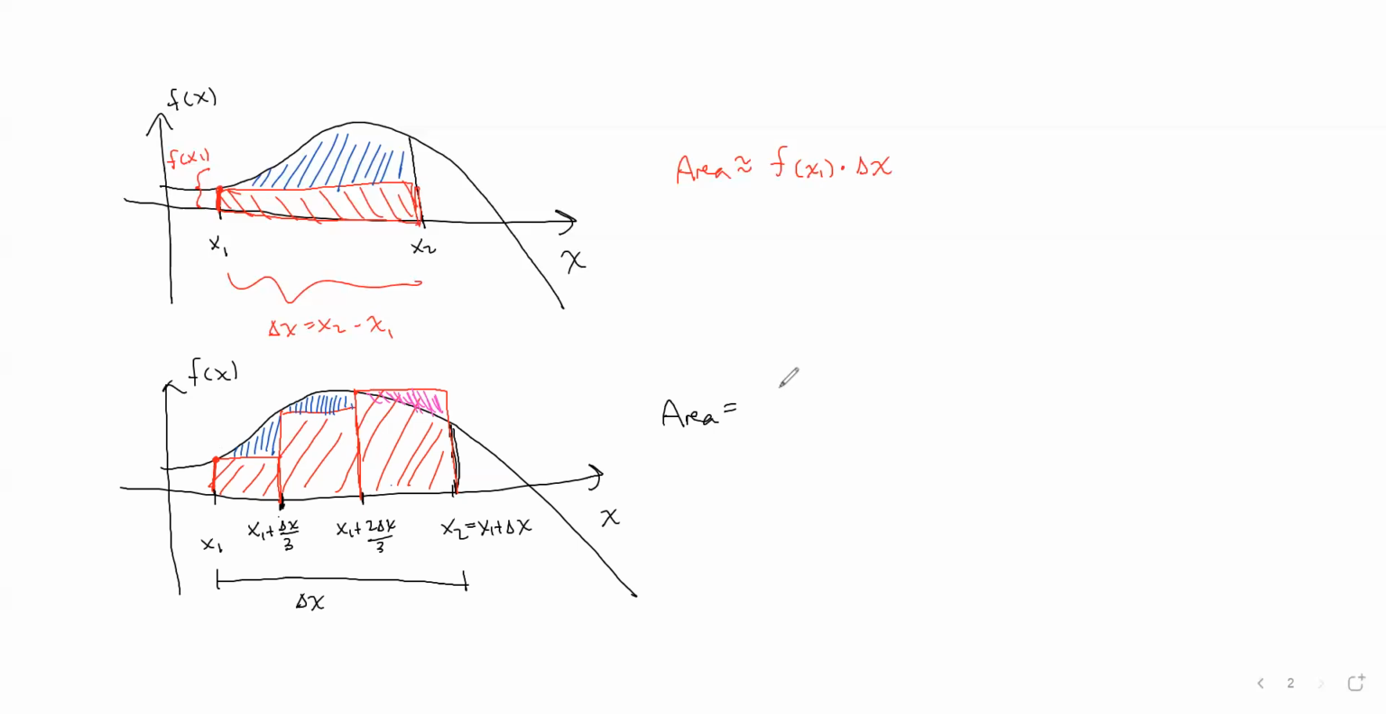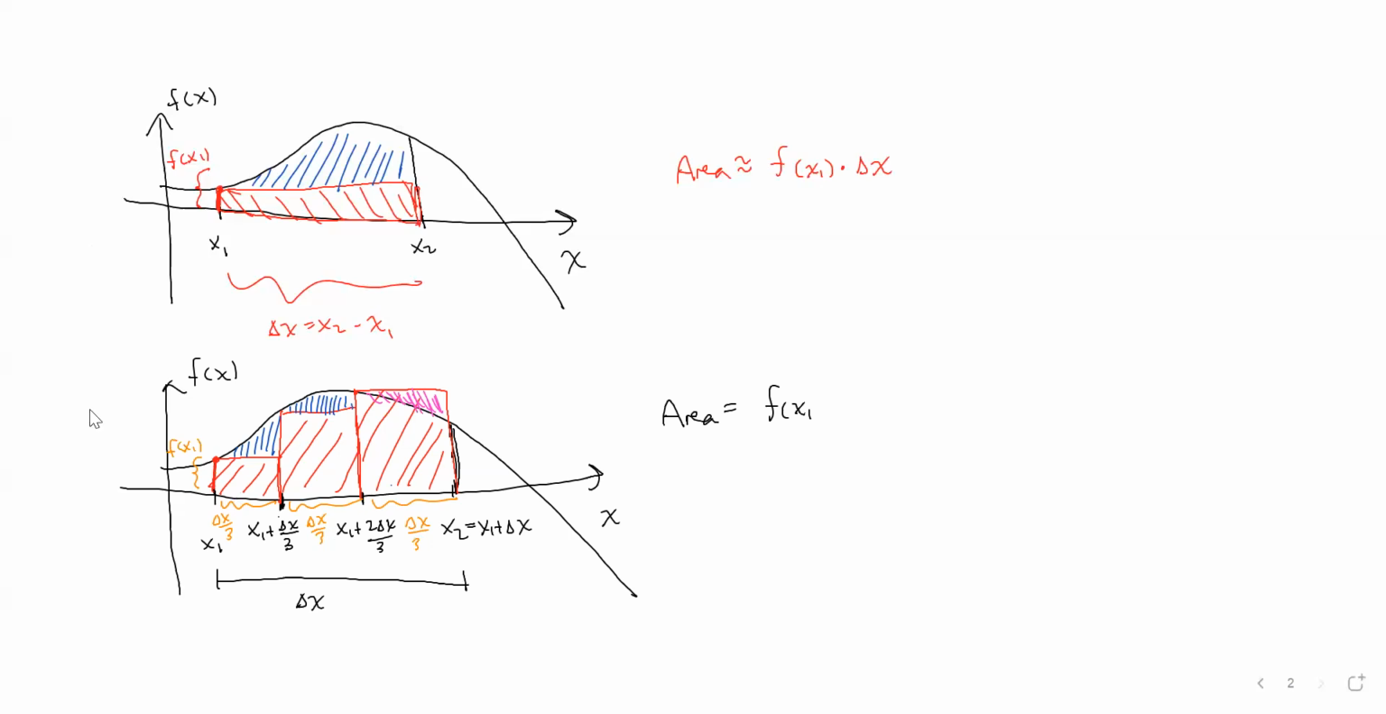So what does this area equal? Let's look carefully at the picture here, actually. I'll go very slow. So this first rectangle has a height of f of x1, and it's got a width of delta x over 3. Because the width of each of these rectangles is just a third of the width of the entire interval delta x.